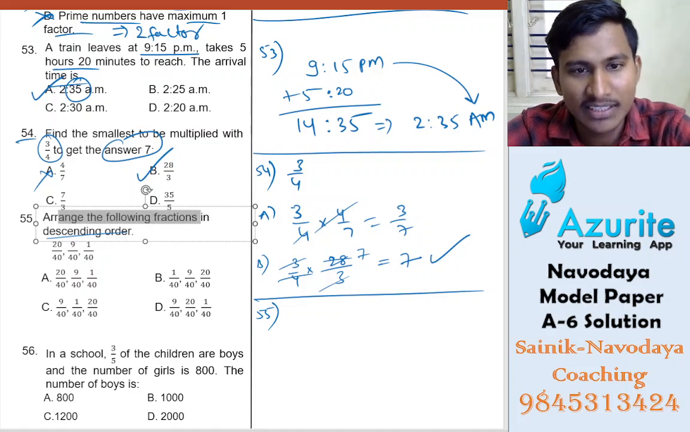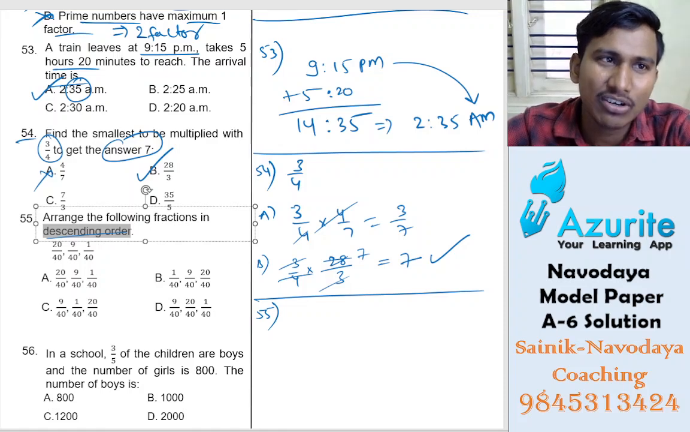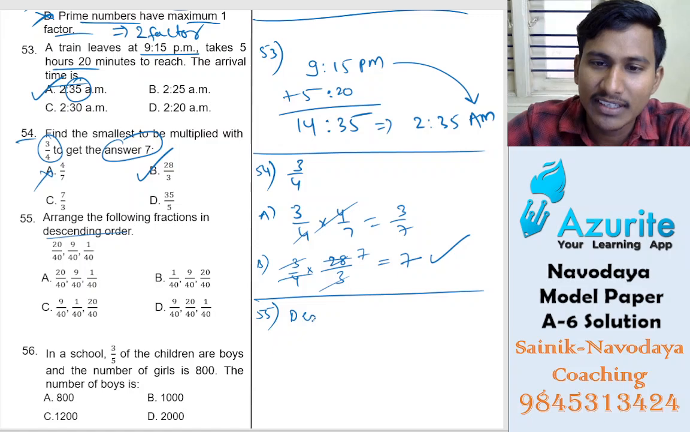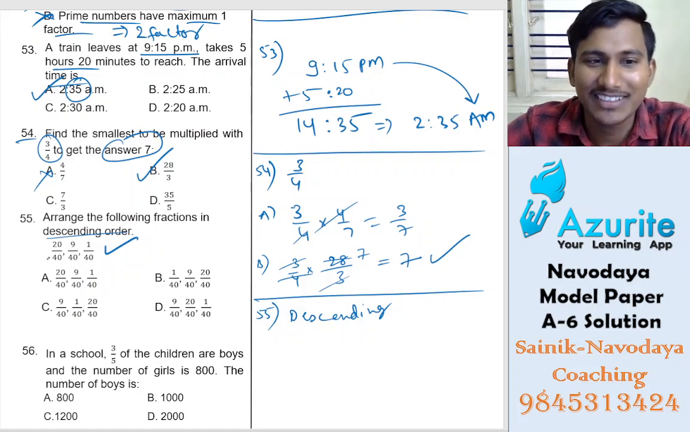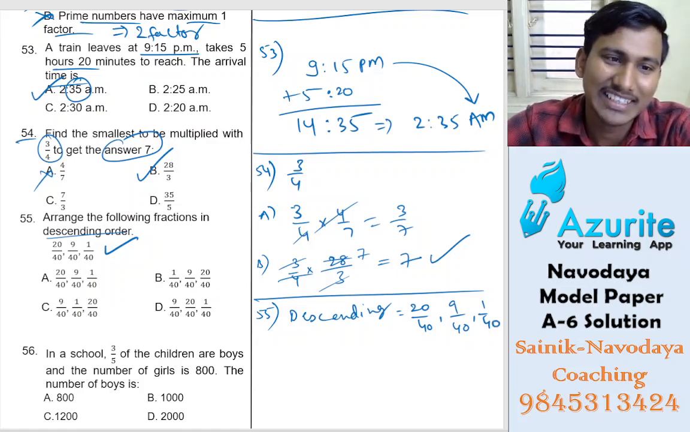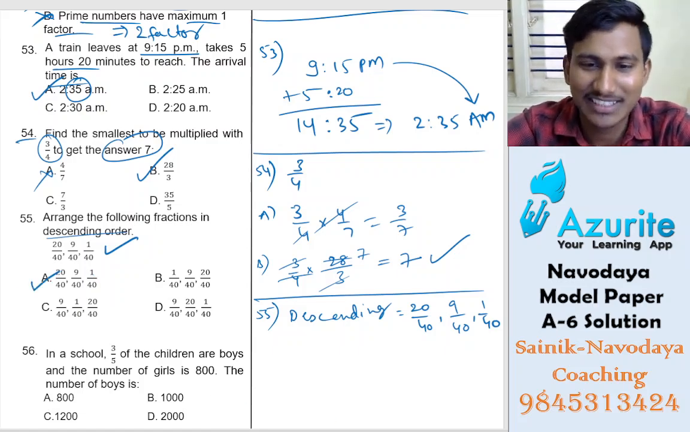Okay, fine. Arrange the following fractions in descending order. Descending means decreasing order, right? So that is very easy. Directly, the numerators are the same, denominators are the same. So directly we can write descending order. Descending means decreasing. So already this is the decreasing order, right? So that is 20 by 14 and 9 by 40, then 1 by 40, right? So that is the answer, option A here, right? Okay, good. That is correct.